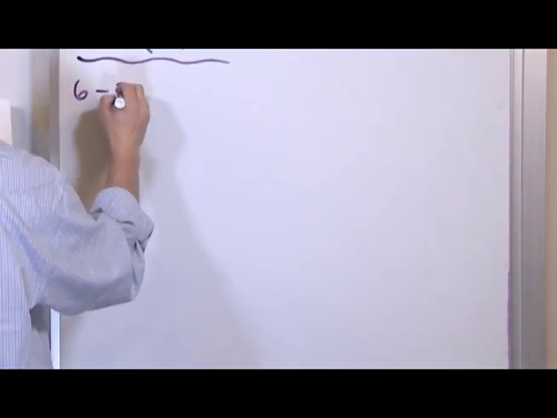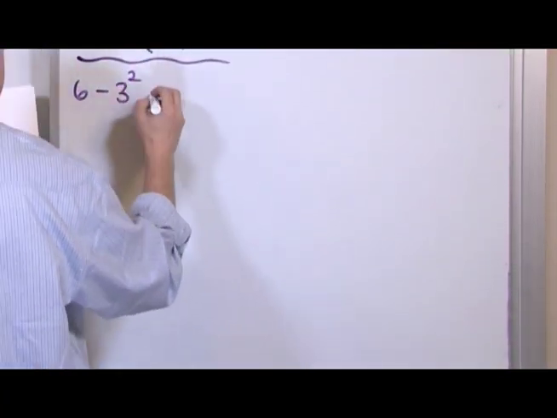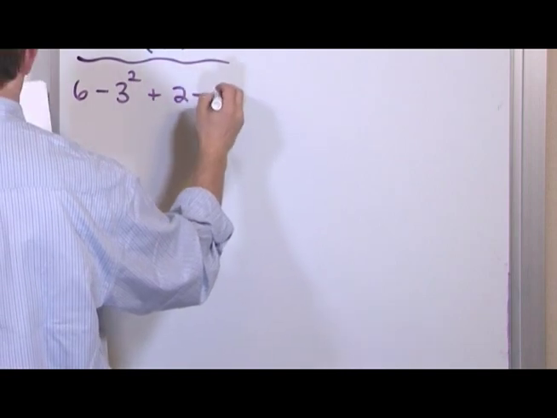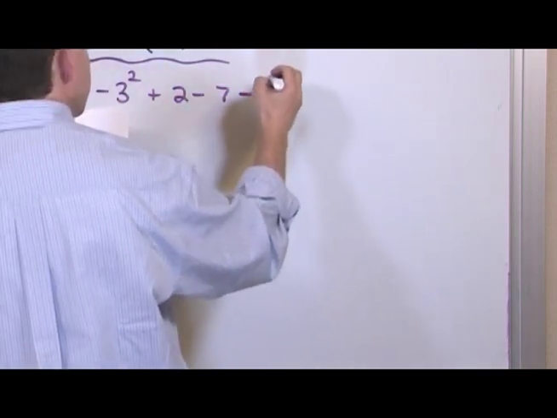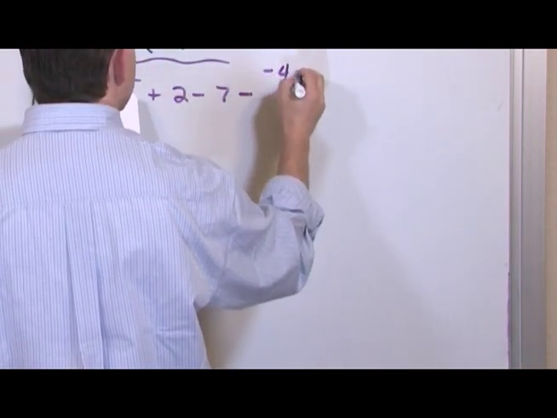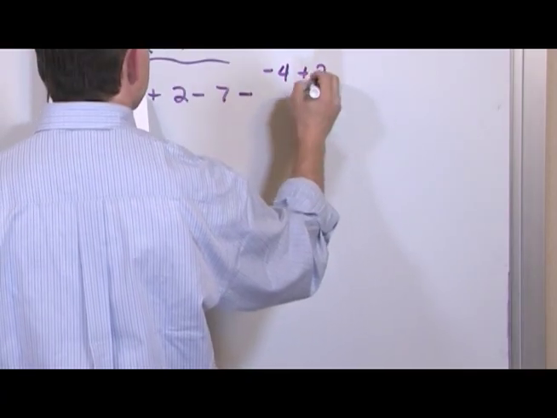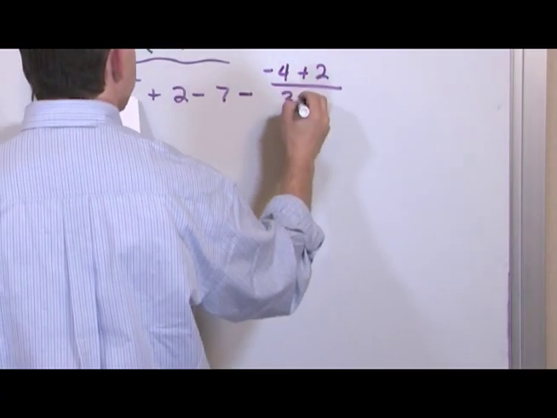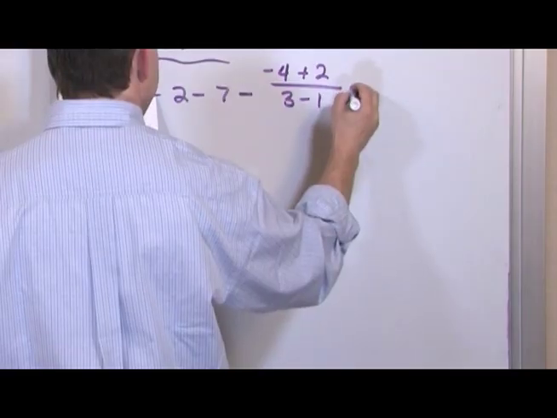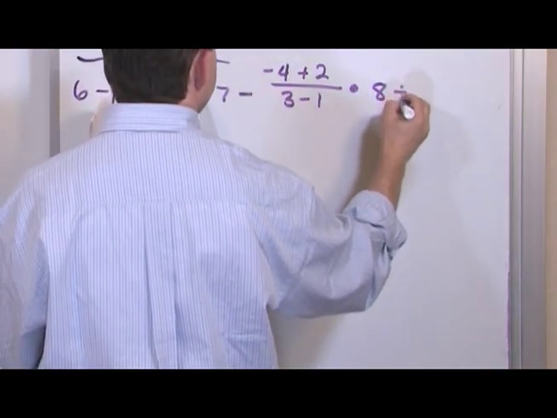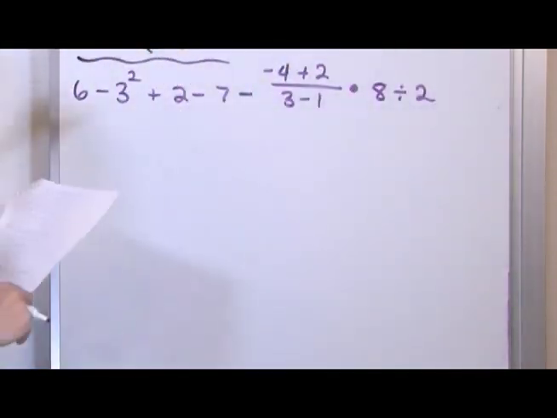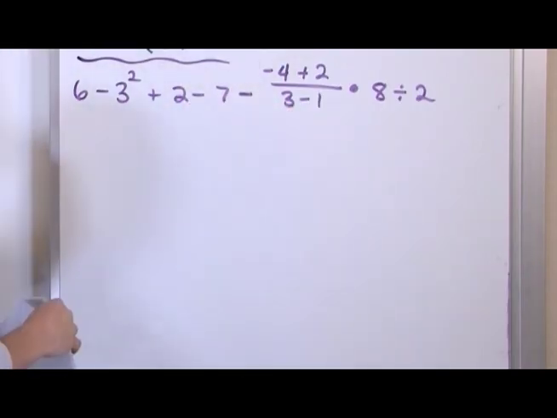6 minus 3 squared plus 2 minus 7 minus, over here we have a fraction, -4 plus 2 over 3 minus 1, multiplied by 8 divided by 2. So what we need to do here is really dig down and figure out what we need to do first. And there's a lot of choices. We do have an exponent. We do have a lot of things going on.